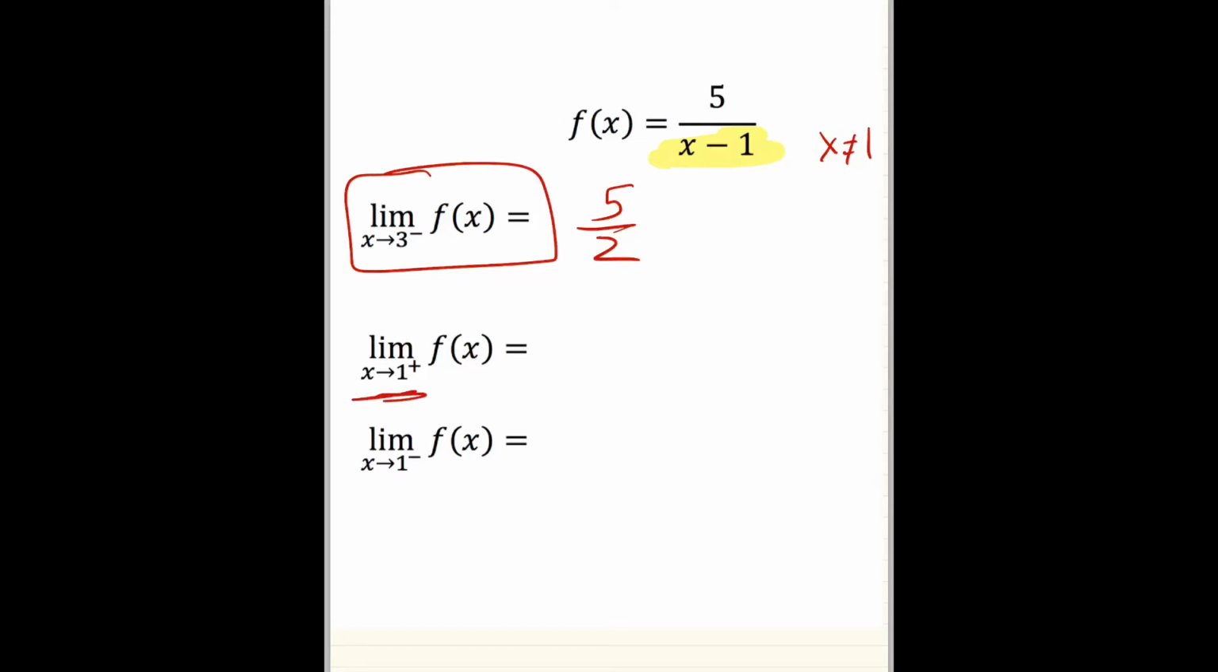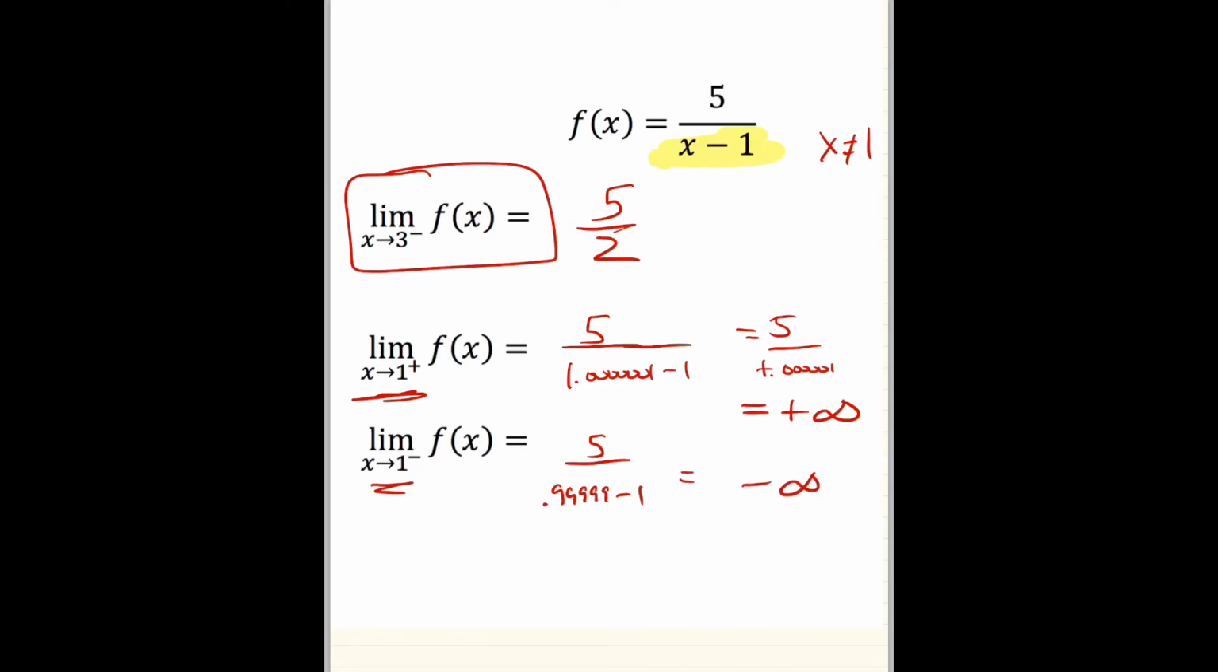Now I care because it's 1 from the right. So I get 5 over 1.000. Sorry, 1 minus that number. That's going to be 5 over positive 0.0001. That's positive infinity. And then 1 from the left is going to be 0.9999 minus 1. That's negative infinity.